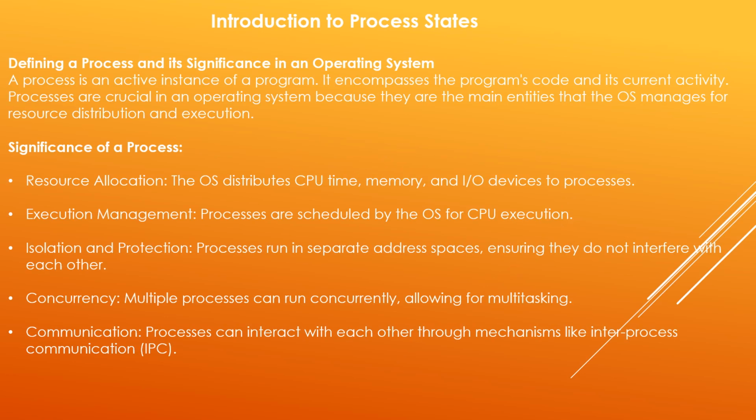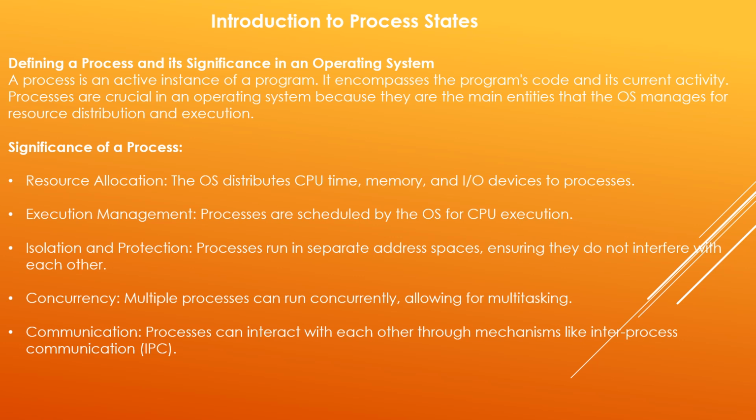Introduction to the process state. A process is an active instance of a program. It encompasses the program's code and its current activity. Processes are crucial in an operating system because they are the main entities that the OS manages for resource distribution and execution.